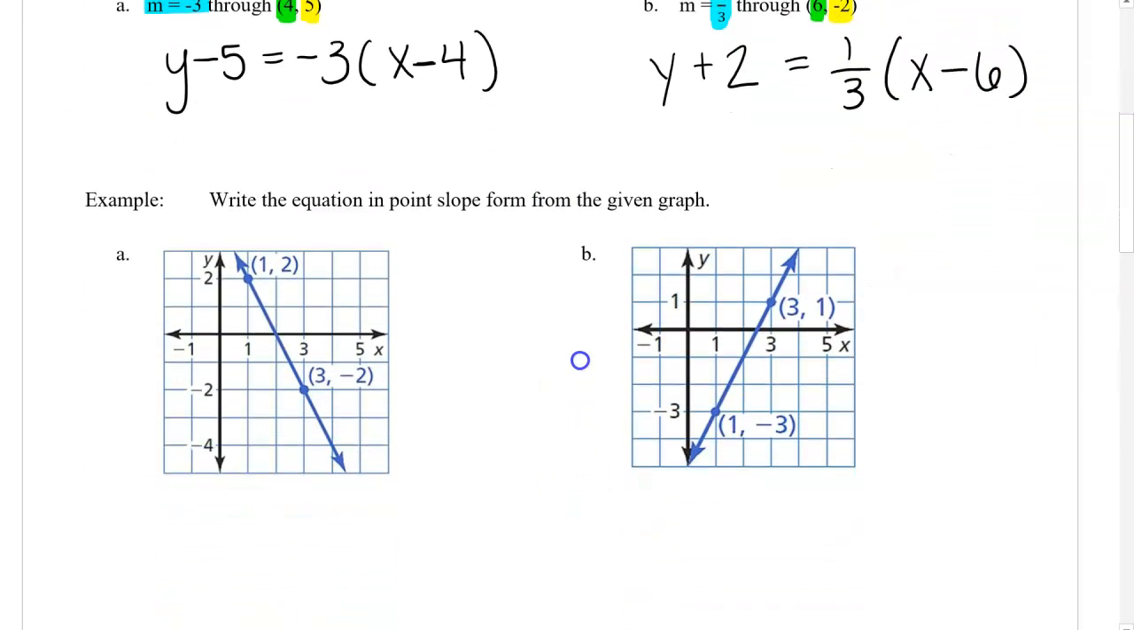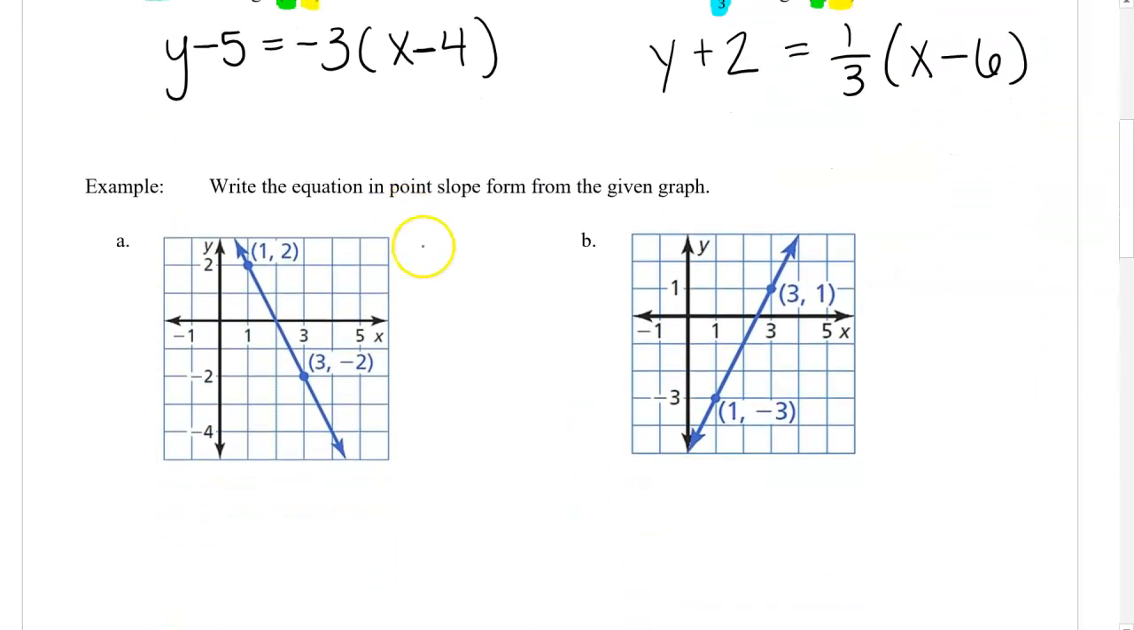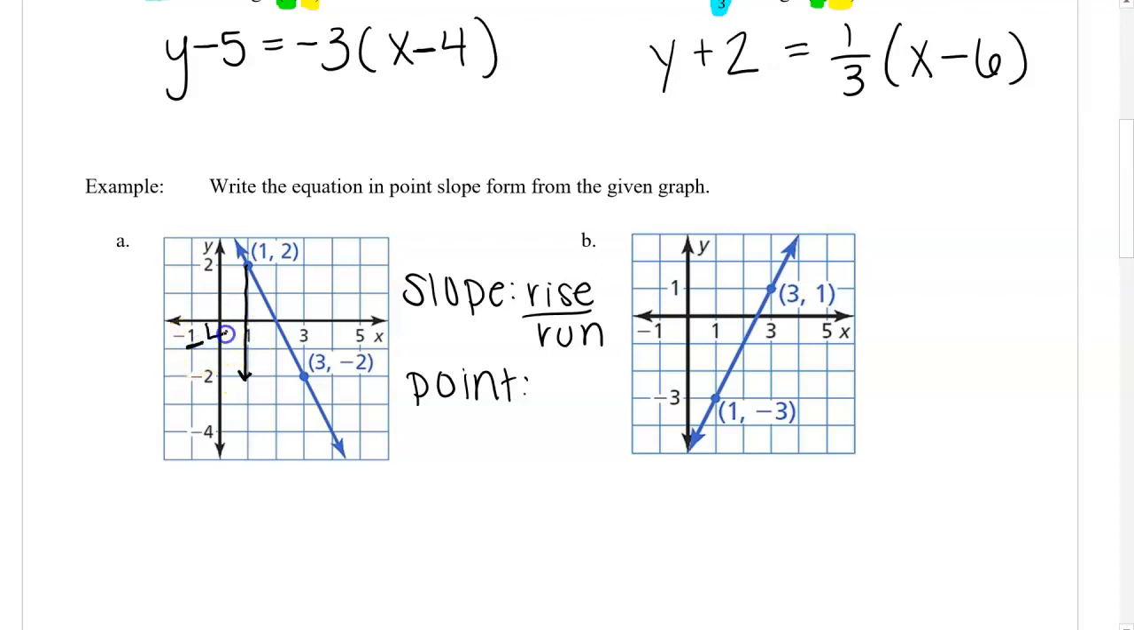When you are writing the equation in point-slope form from a graph, you have to first find the slope by doing rise over run like we have in past units, and then pick either point that you are going to use. So in this case, I would find my slope by counting down from this point, 1, 2, 3, down 4, so -4 is my rise, and the run is 2. So -4 over 2 is -2.